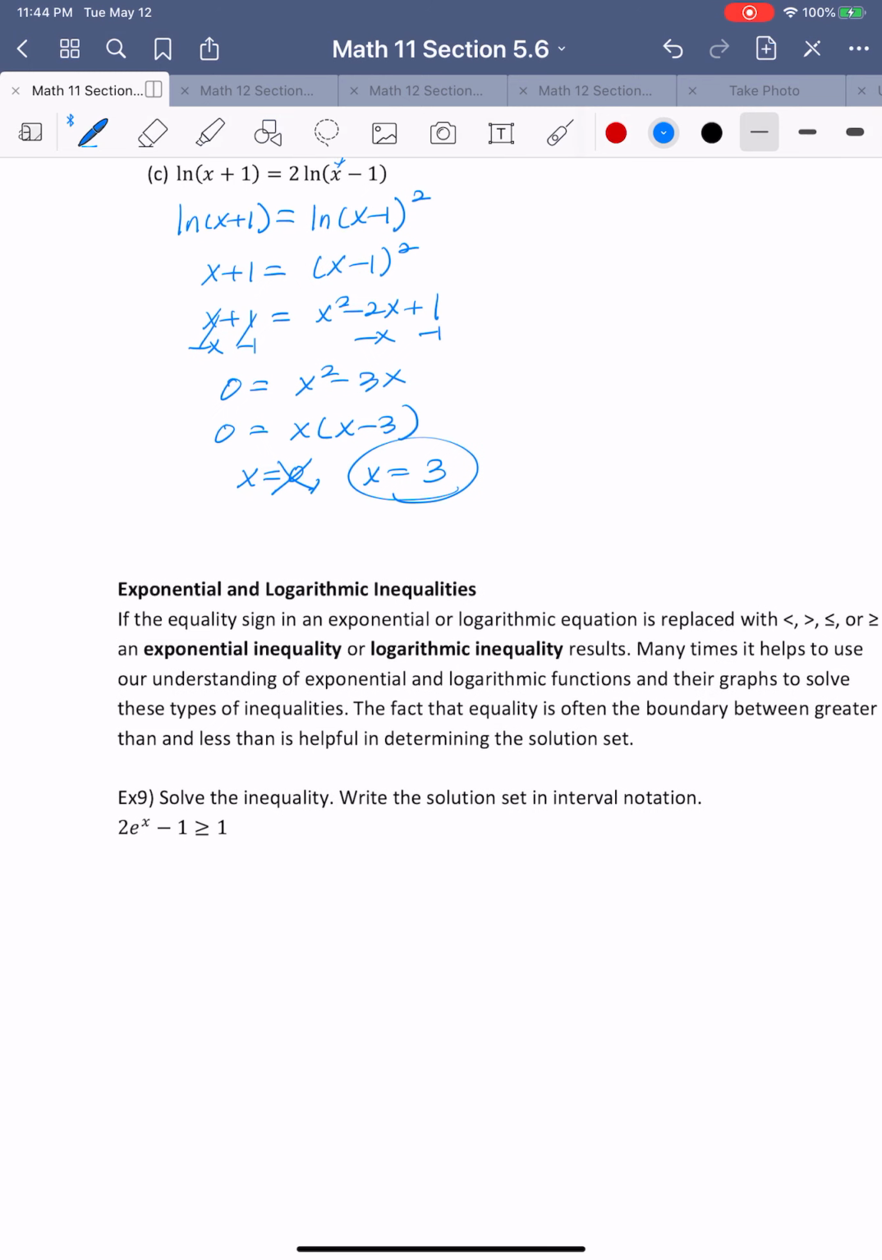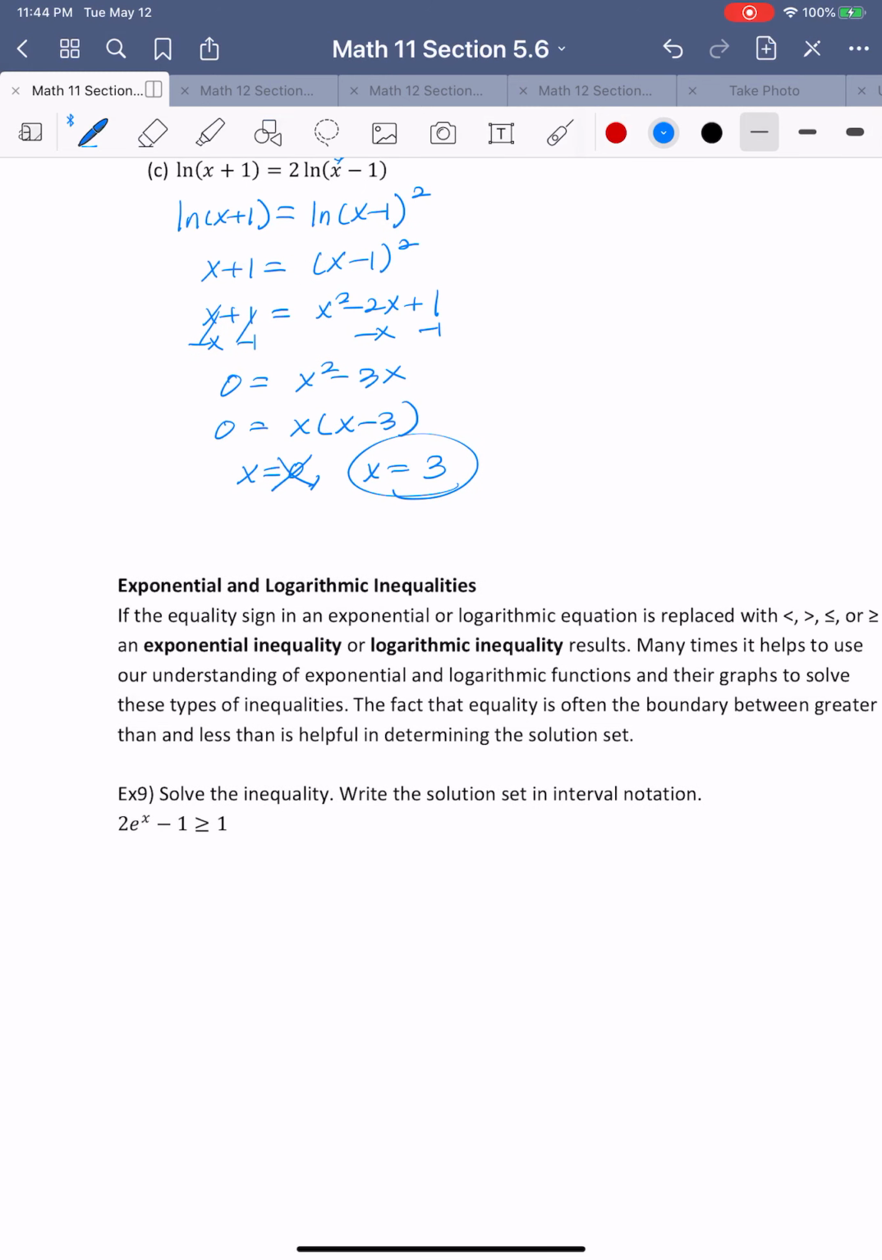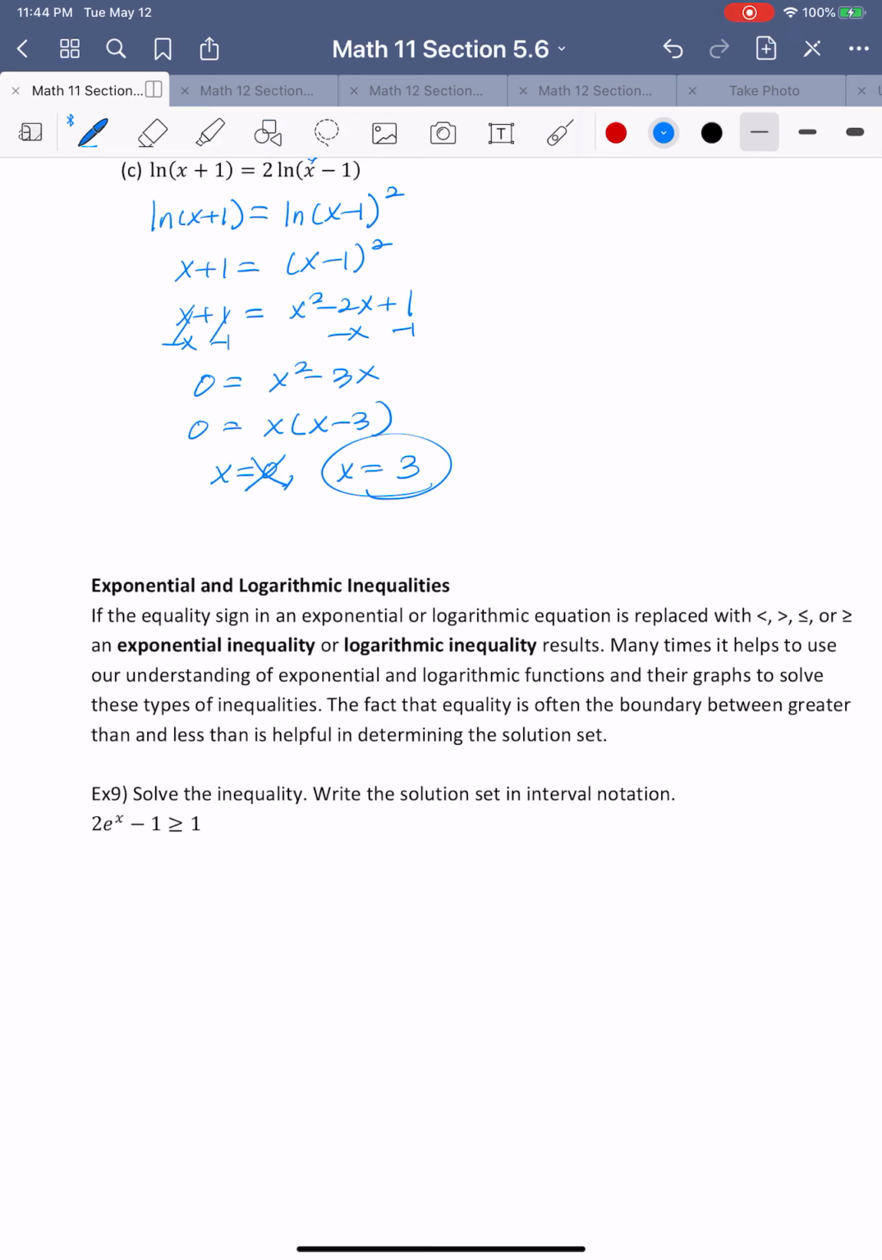All right, now exponential and logarithmic inequalities. If the equality sign in an exponential or logarithmic equation is replaced with less than, greater than, less than or equal to, or greater than or equal to, an exponential inequality or logarithmic inequality results. Many times it helps to use our understanding of exponential and logarithmic functions and their graphs to solve these types of inequalities. The fact that the graph is often the boundary between greater than and less than is helpful in determining the solution set. So let's solve the inequality problem here.